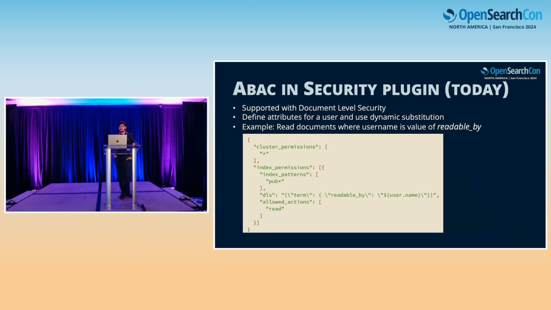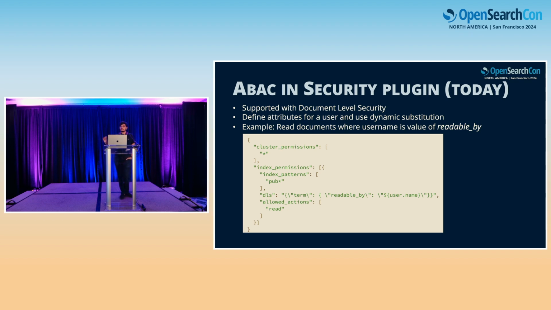Now that we know the privilege evaluator is the guy that adds all the authorization rules for you, how can we support ABAC use cases in the security plugin? ABAC in the security plugin is supported with something we call document level security. A high level definition of the feature is you can configure dynamically which documents should be readable by which user. So for example, on your screen, you can see an example role policy, which says allow all cluster actions, allow actions on indices which start with pub, and the action is only read.